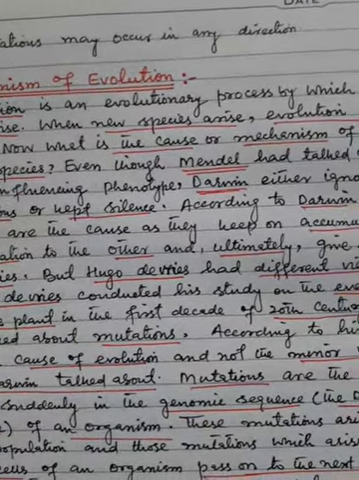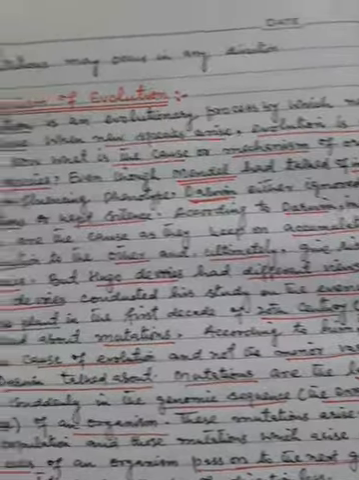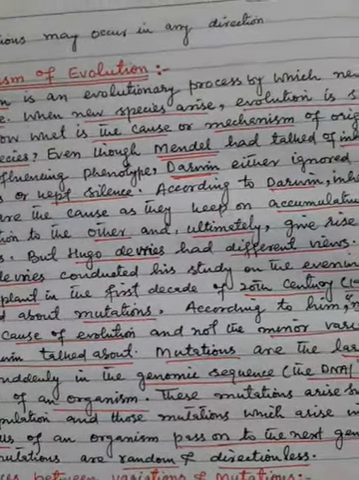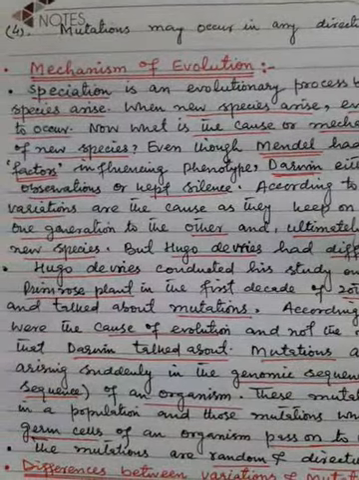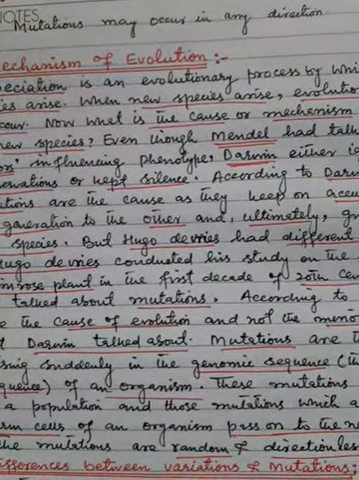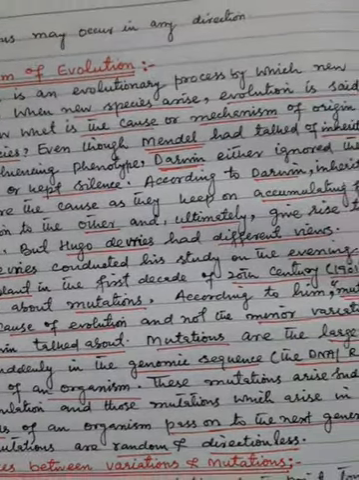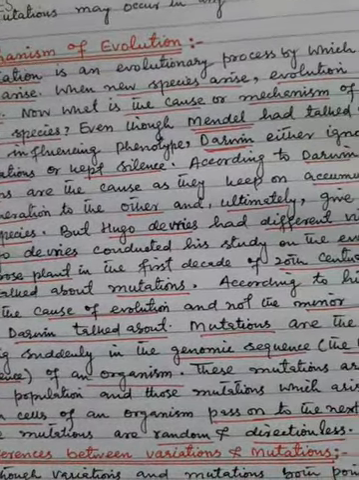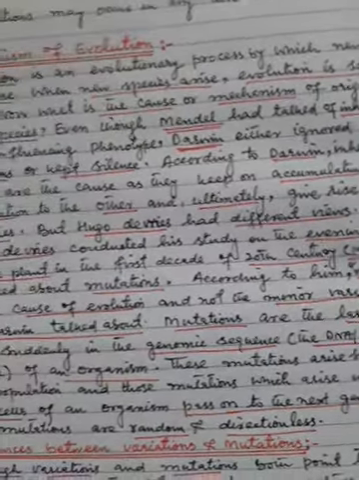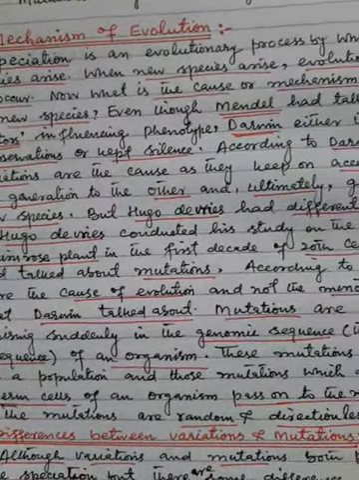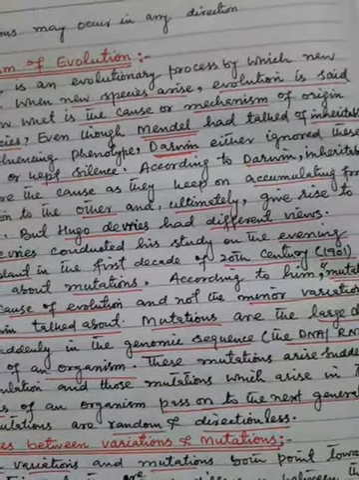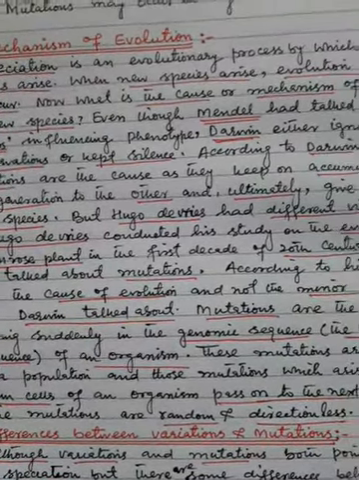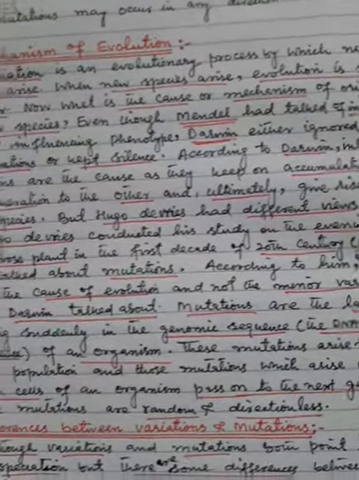Even though Mendel had talked of inheritable factors influencing phenotype, Darwin either ignored these observations or kept silence. According to Darwin, inheritable variations are the cause, as they keep on accumulating from one generation to the other and ultimately give rise to new species. But Hugo de Vries had different views.